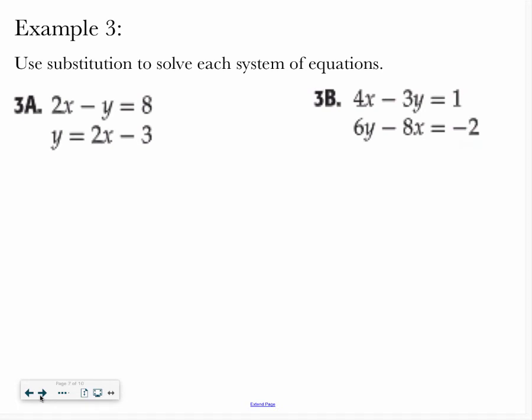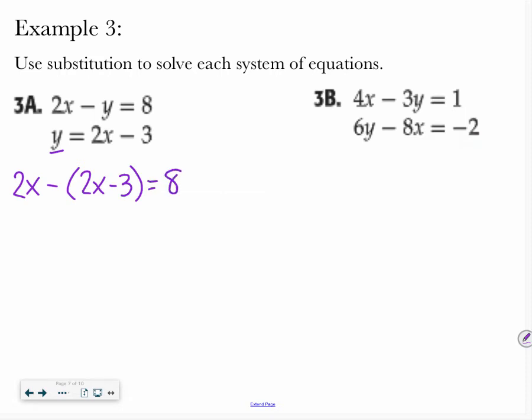Let's look at example 3. We want to, yet again, use substitution to solve each system of equations. So I look at 3a, I see I have a y equals. Cool. That means I just have to plug that into my equation. So I plug in the 2x minus 3.